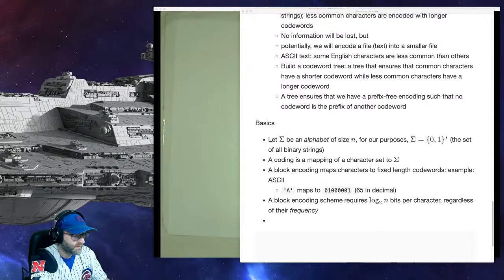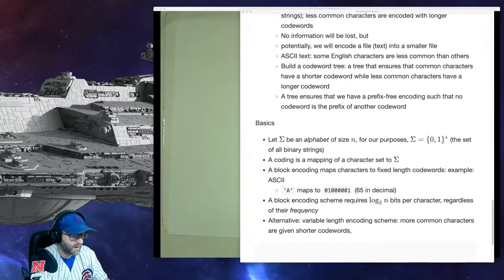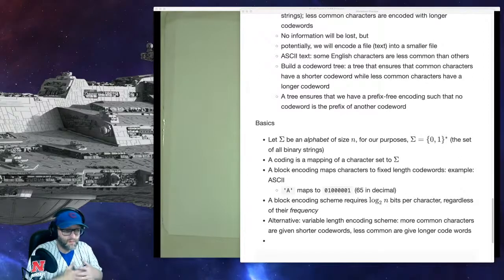Alternatively, we could create what's called a variable length encoding scheme, where more common letters, or characters, I should say, are given shorter code words, and less common are given longer code words. Right? So the point of doing that is that you reduce the average code word length. The payoff is that your average code word length is reduced.